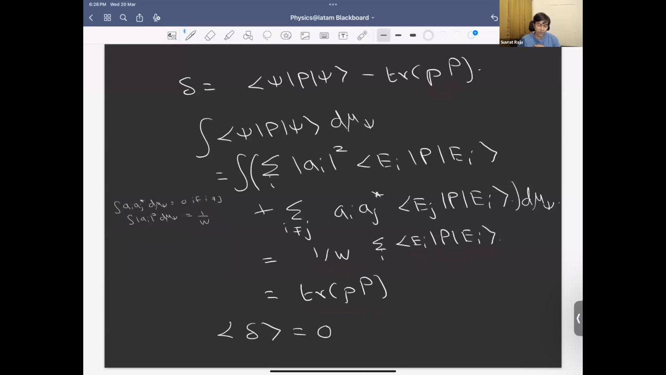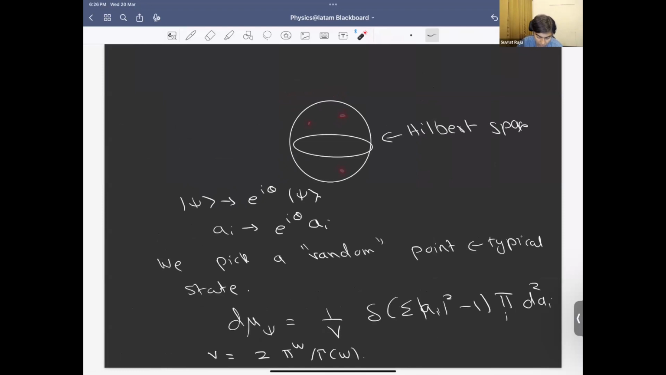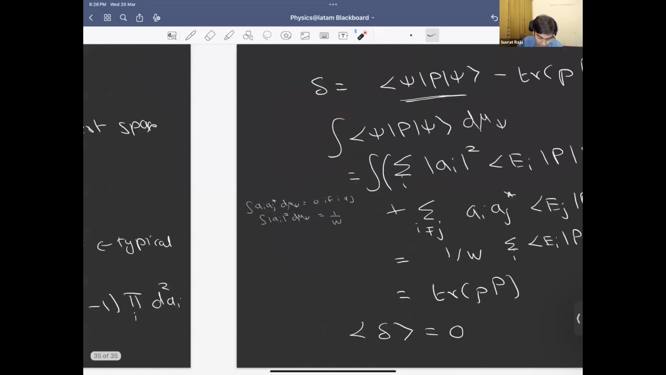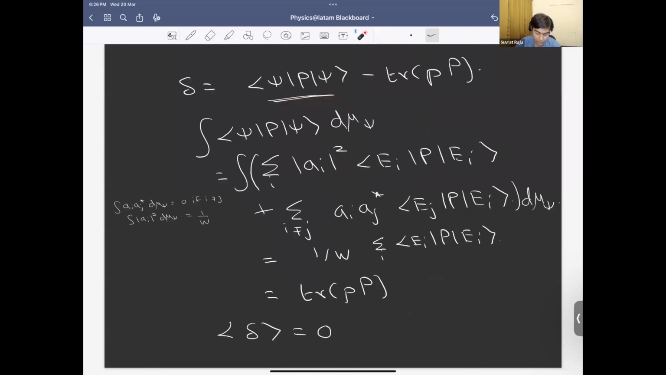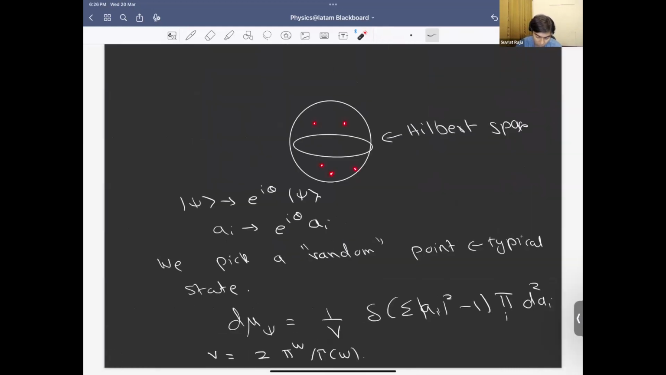So first, the expected value of delta is just going to be 0. What does that tell you? It tells you if you compute the average of psi P psi at different points on the sphere, sometimes you'll get positive numbers, sometimes you'll get negative numbers. By the way, you always get real numbers when you do this calculation. P is a Hermitian operator. But the average will be 0.